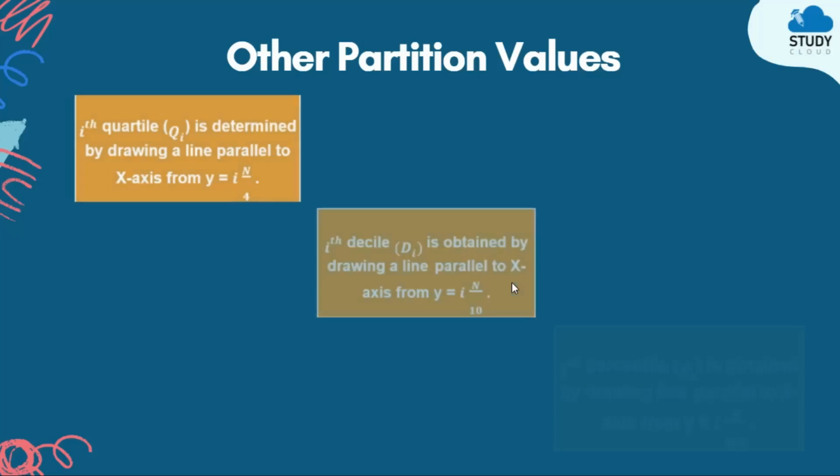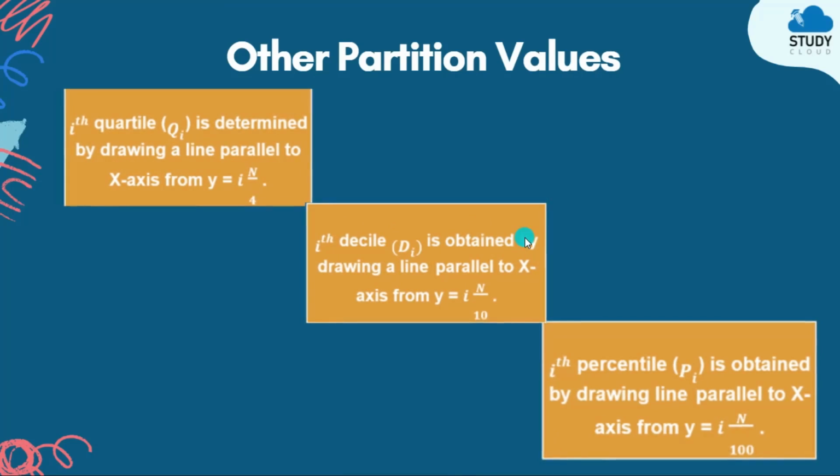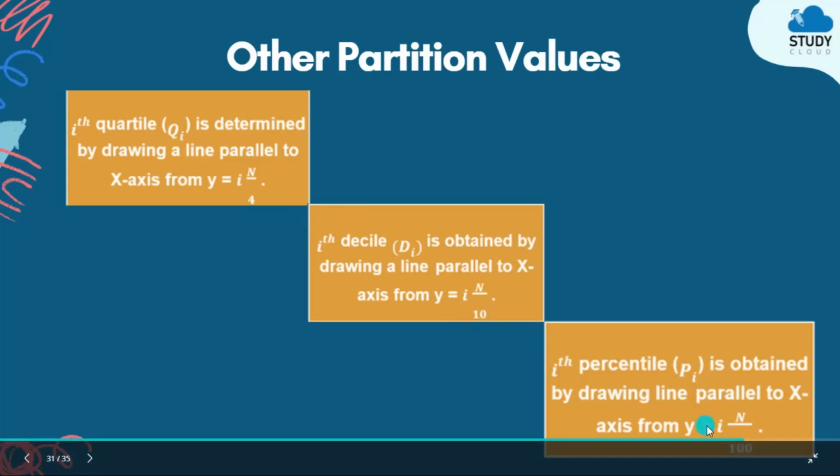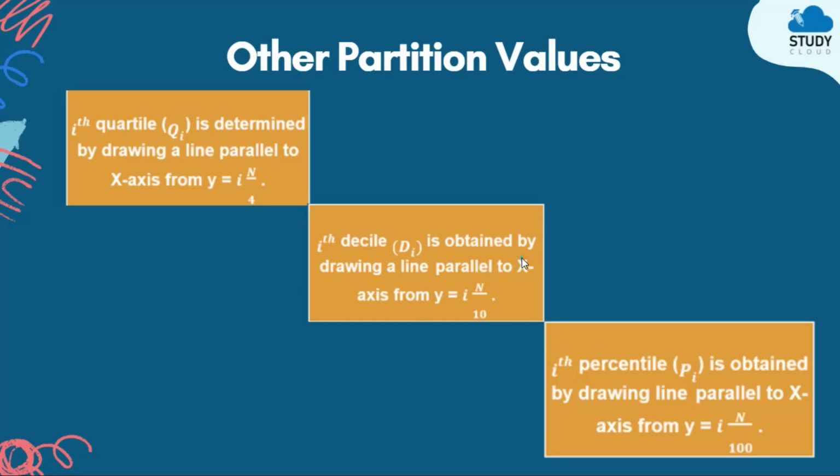Then we can find different partition values also. For quartiles we have to draw a line parallel to the x-axis from the point i into n upon 4. Then for deciles, we have i into n upon 10. For percentiles, i into n upon 100. Now, how to draw this parallel line, we will see with one example, and accordingly you can come to the conclusion of how we can draw all these parallel lines and how this graph will look.